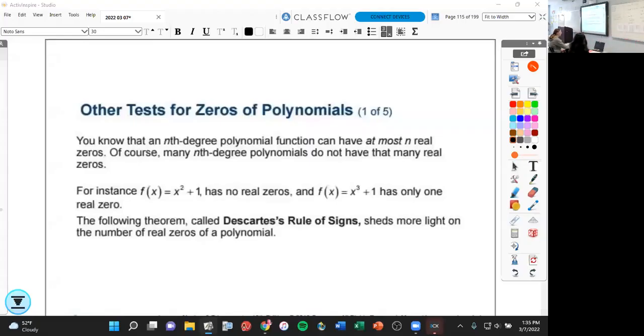Okay, so though x squared plus 1 does in fact have 2 solutions, none of them are real. So it's got 2 complex solutions. X cubed plus 1 does in fact have 3 solutions, but think about what x cubed looks like. It only crosses the x-axis once, doesn't it? So it's been shifted up once. So it still has 1 real solution, the other 2 are complex.